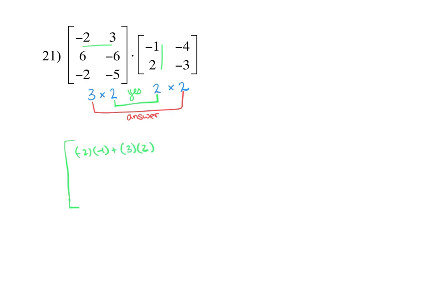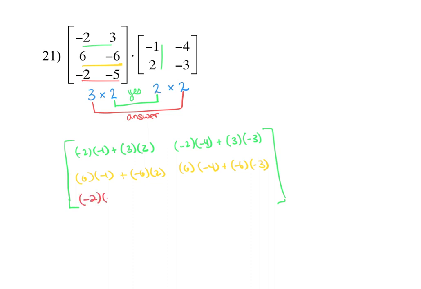And then I'm going to go to the next column. Negative 2 times negative 4 plus 3 times negative 3. Once I've exhausted columns, I go to the next row. All right, so now I'm going to do this row. I'm going to say 6 times negative 1 plus negative 6 times 2. Then 6 times negative 4 plus negative 6 times negative 3. Then I'm going to go to the third row and do the same thing. Negative 2 times negative 1 plus negative 5 times 2. Negative 2 times negative 4, plus negative 5 times negative 3.